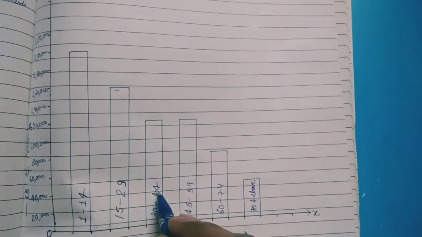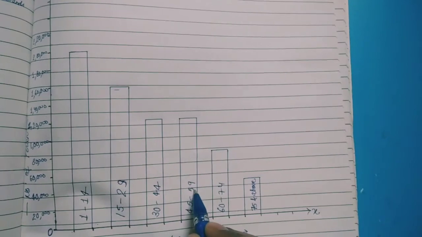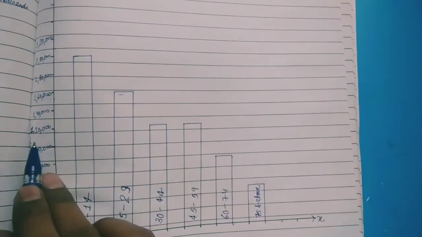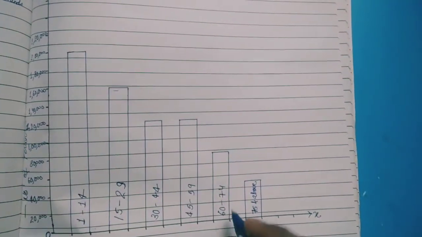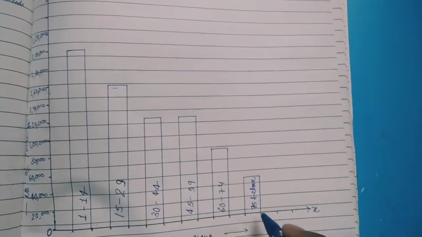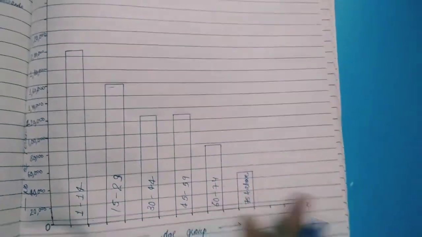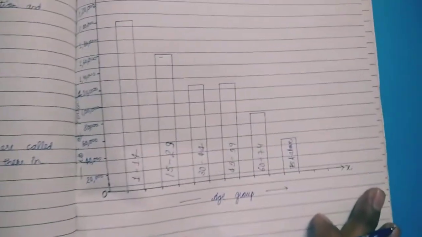The 30 to 44 bar is in front of 1,20,000. 45 to 59 is also in front of 1,20,000. The 60 to 74 bar is in front of 80,000 and 75 and above is in front of 40,000. So here we completed the drawing of the bar graph.